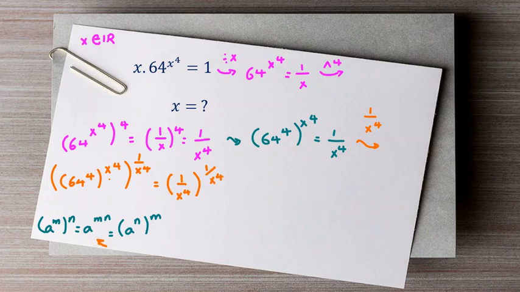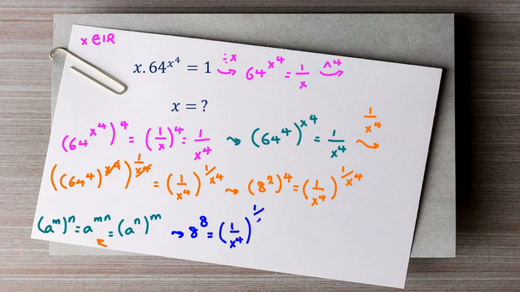Here, by this rule, we multiply x to the 4 and 1 over x to the 4, and left side will be 64 to the 4. 64 is, we can say, it's 8 times 8. Or we can say 8 squared to the 4 equal to 1 over x to the 4 to the 1 over x to the 4. Next step, we can say that 8 to the 2 to the 4, if you use this rule again, it will be 8 to the 2 times 4, which is 8, equal to 1 over x to the 4, the power of 1 over x to the 4.